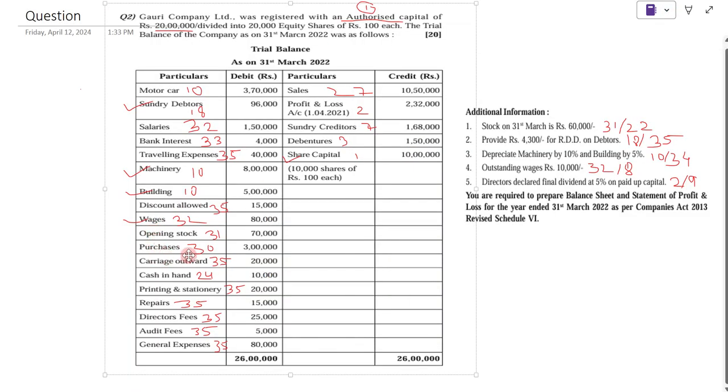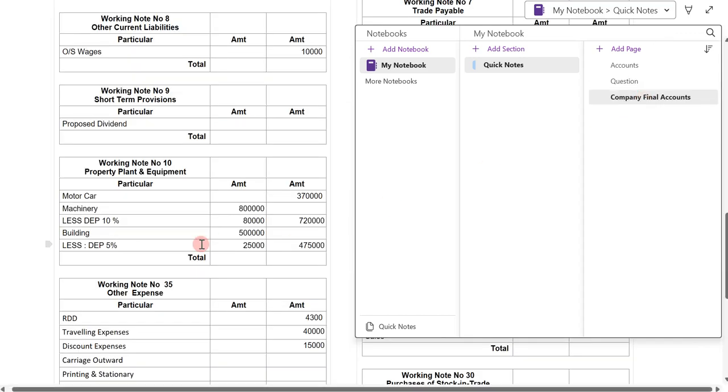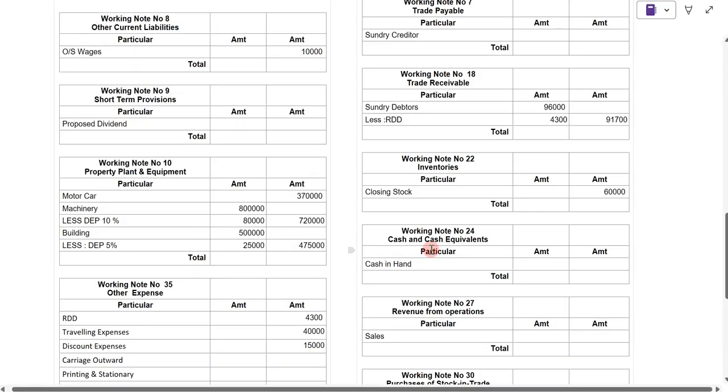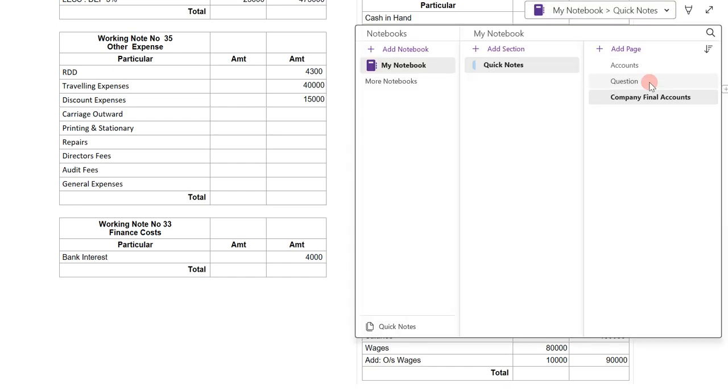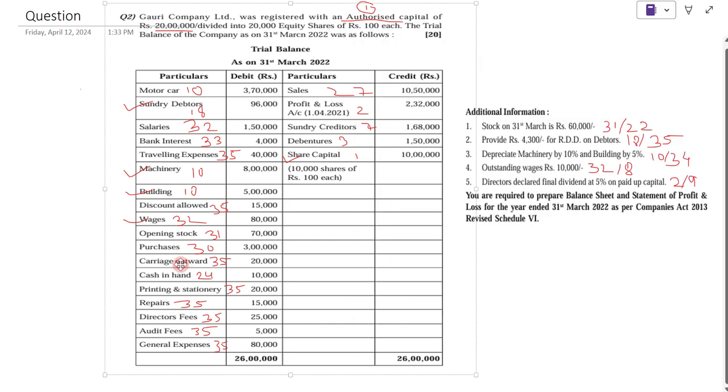After opening stock, next is purchase. Purchase note number 30, value of purchase is 3 lakhs. After purchase, next is carriage outward. Carriage outward, note number 35, value is 20,000. Now whatever is remaining is cash in hand, note number 24. Others are all entries of note number 35.